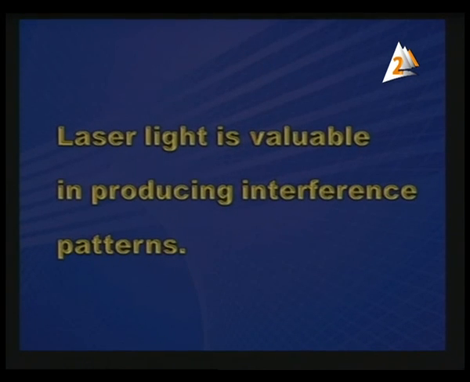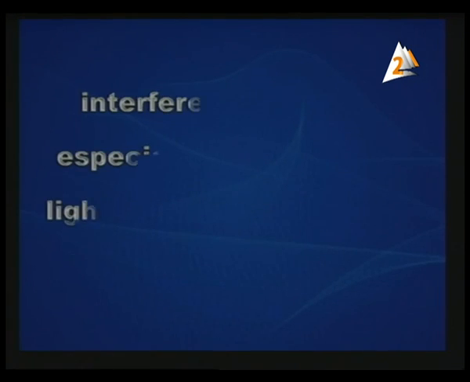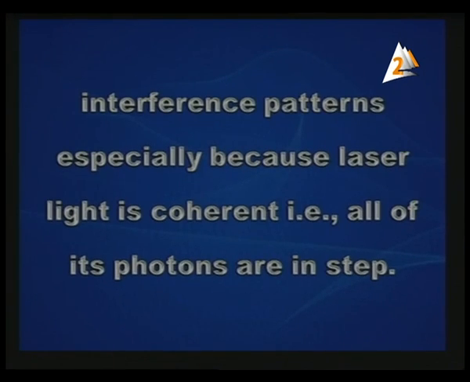Give reason: laser light is valuable in producing interference patterns. This is because laser light has a single wavelength. The single wavelength of the laser light makes it valuable in producing interference patterns, especially because laser light is coherent. That is to say, all of its photons are in phase, are in step.